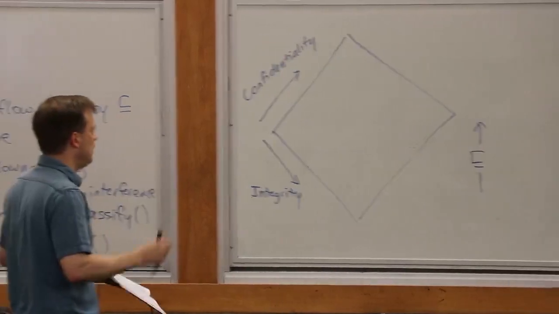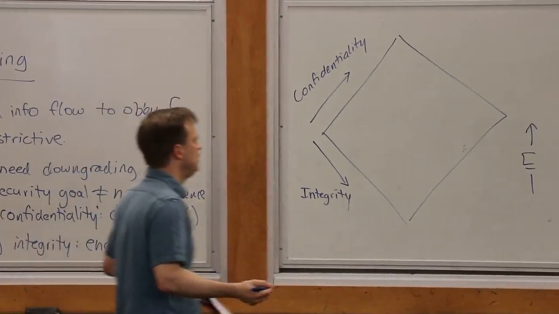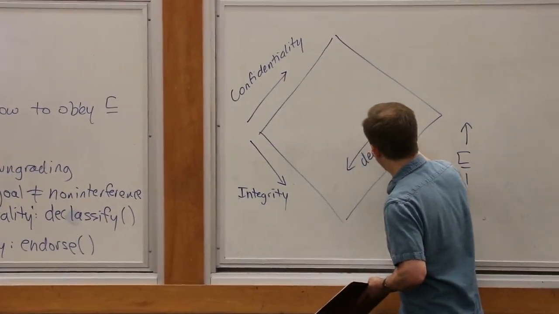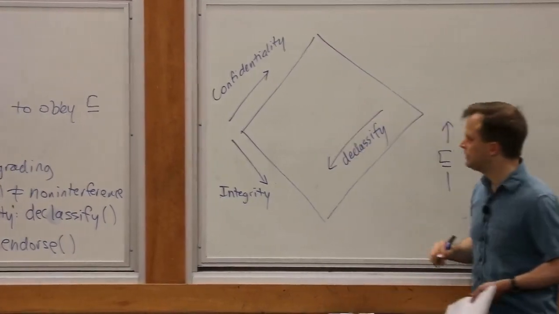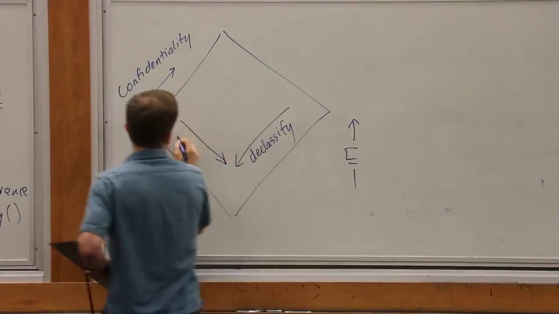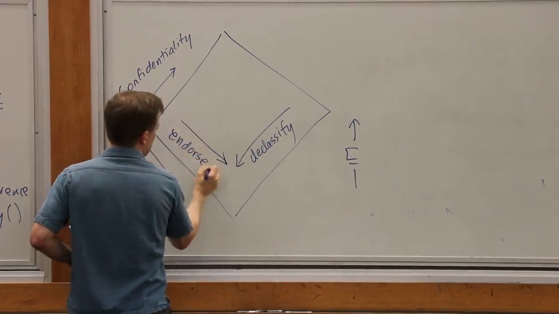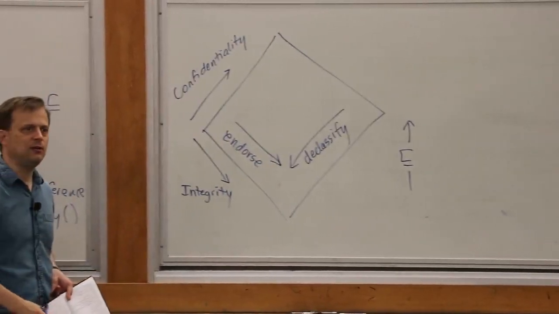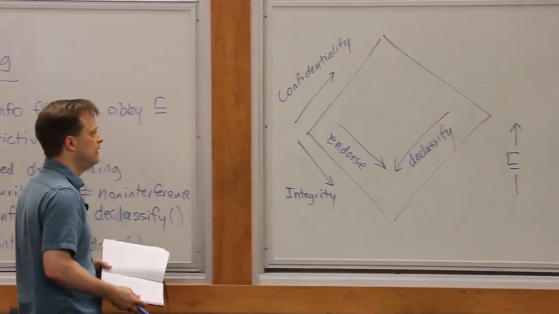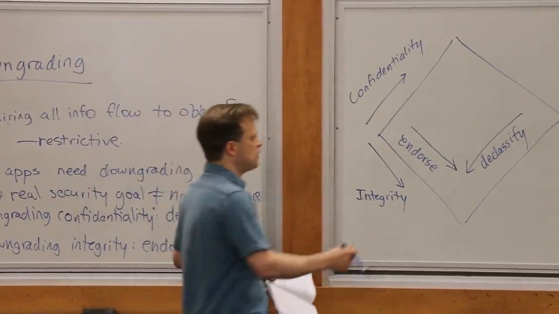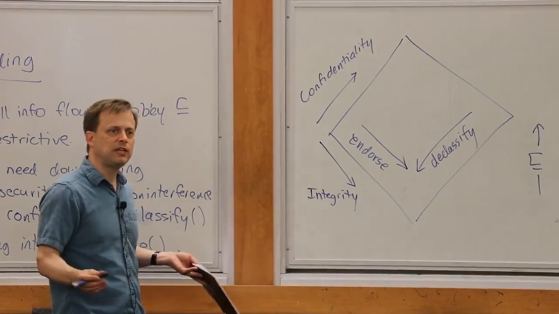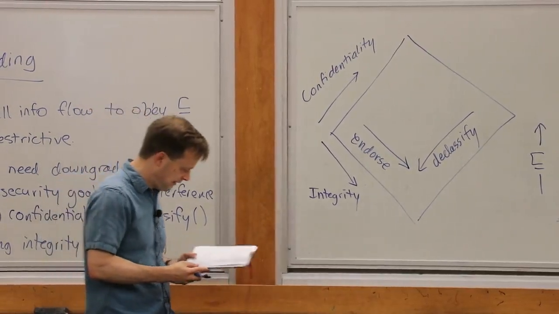Now when we are declassifying information, we're reducing confidentiality. That represents a movement in this lattice kind of like this. And when we're endorsing, we're moving downward by increasing integrity more than it looks like the data should be trusted naively. Okay, so the question is when do we need these things, and can we help people use them correctly?